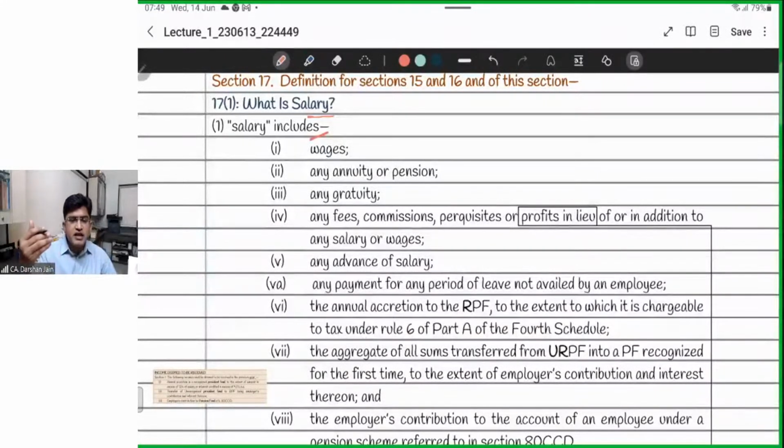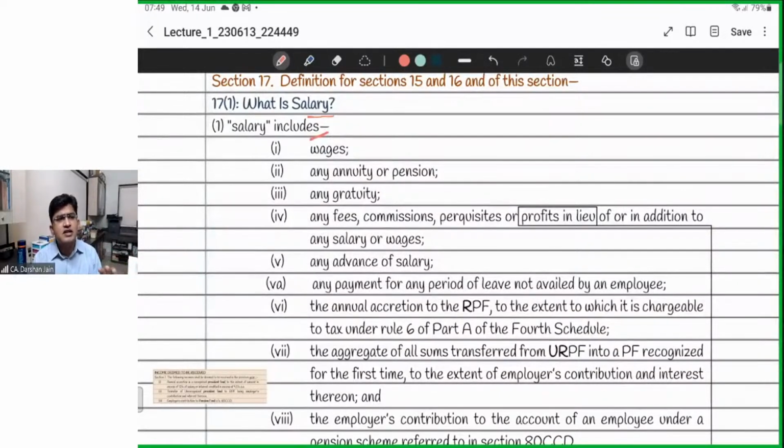When it is an inclusive definition, salary includes 1, 2, 3, 4, 5 and everything or anything alike. You'll see that this definition does not cover a lot of aspects of salary, but yet that amount would continue to be taxed under the head of salaries. We'll discuss it first, and then I'll tell you which components are not covered. Salary includes wages. So salary would be inclusive of wages. Wages and salary, there is ideally no difference.